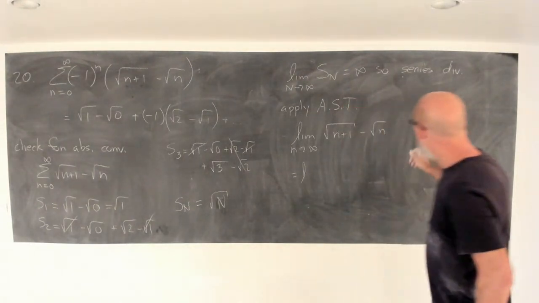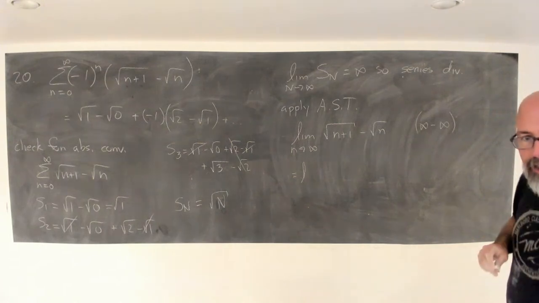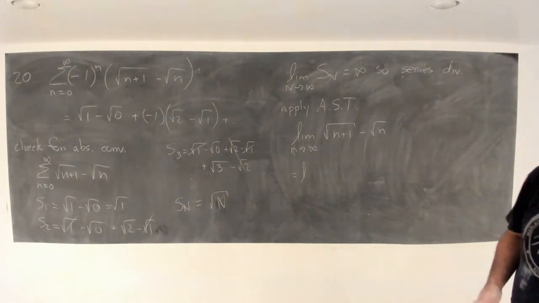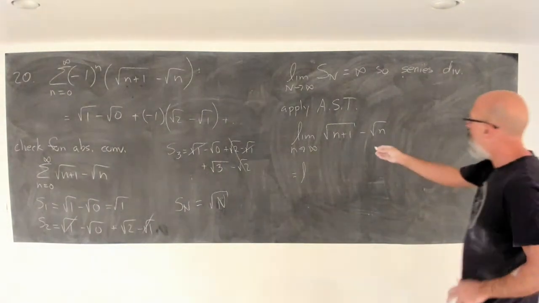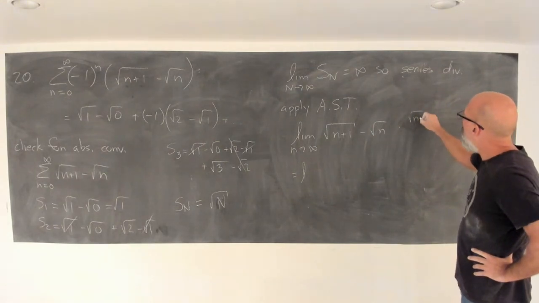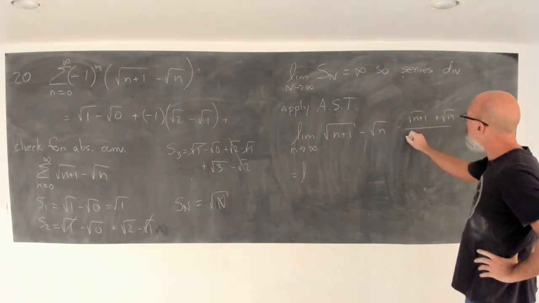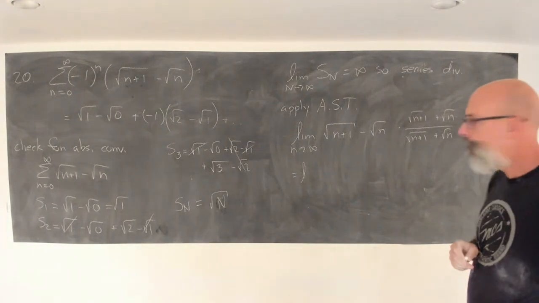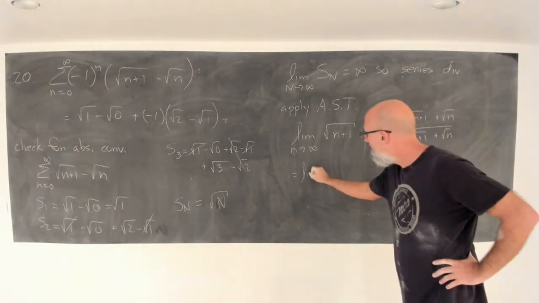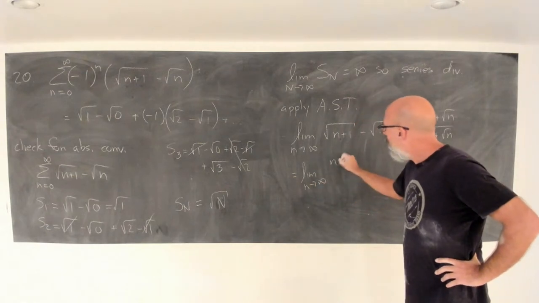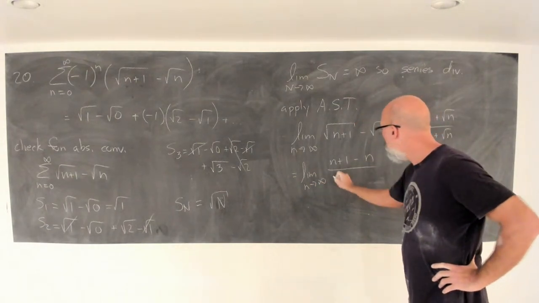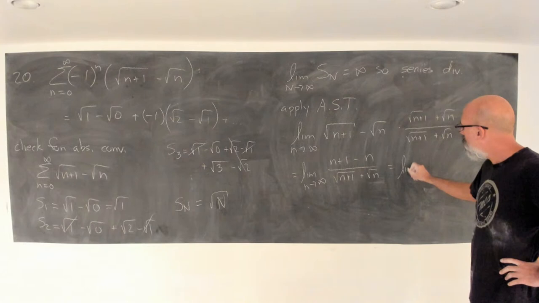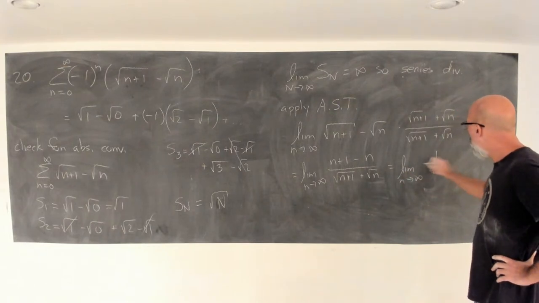So let's multiply by 1. First of all, you know that infinity minus infinity is an indeterminate form, right? I mean, I did not state that yet. But you know that anything can happen. We're going to multiply by the conjugate, root of n plus 1 plus root of n, over itself. And what do we get? N plus 1 minus n over square root of n plus 1 plus square root of n, which is just 1.